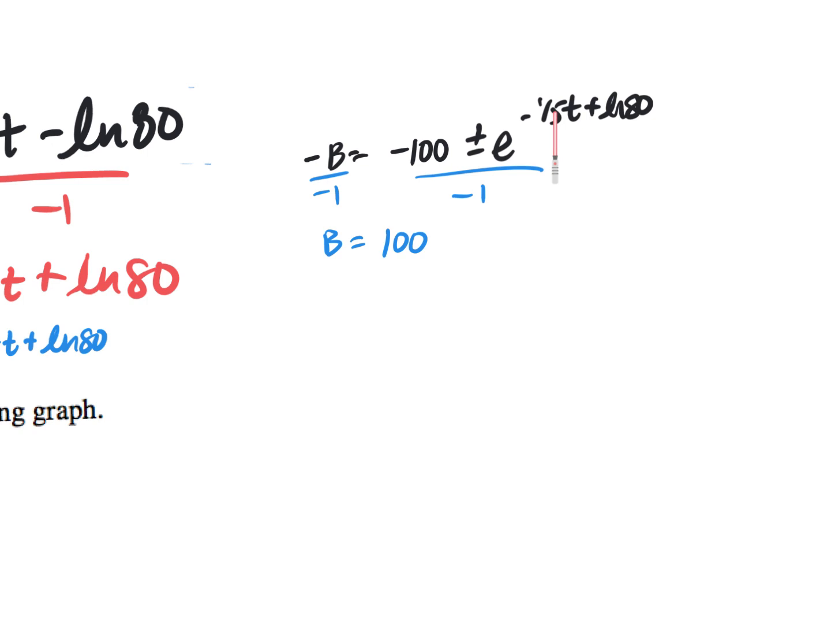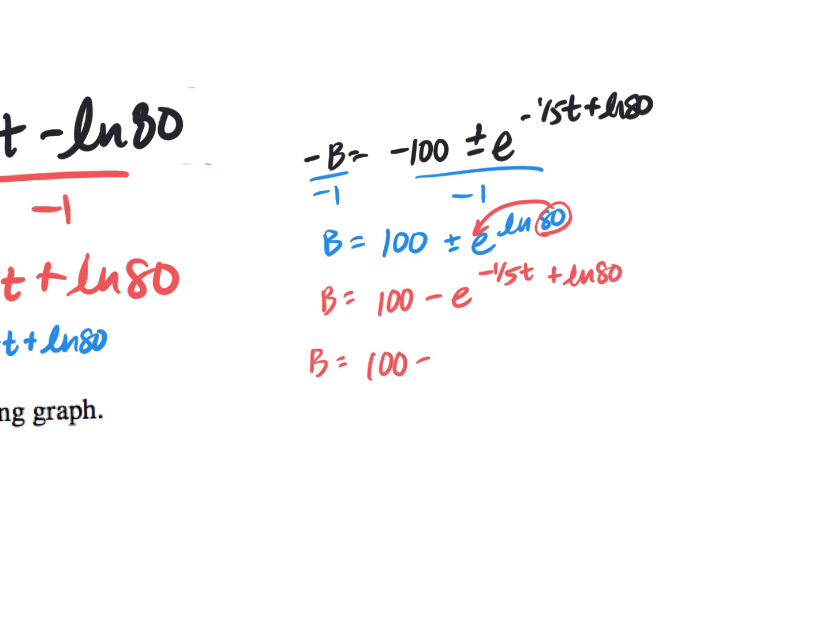So one way to think about this is e to the ln of 80. How can I rewrite that? Isn't that just 80? Can't I just bring that 80 down? So do I want 100 plus 80 or 100 minus 80? I want it minus. So I'd have e to the negative 1/5 t plus ln of 80, or another way you can write it is 100 minus 80 e to the 1/5 t.